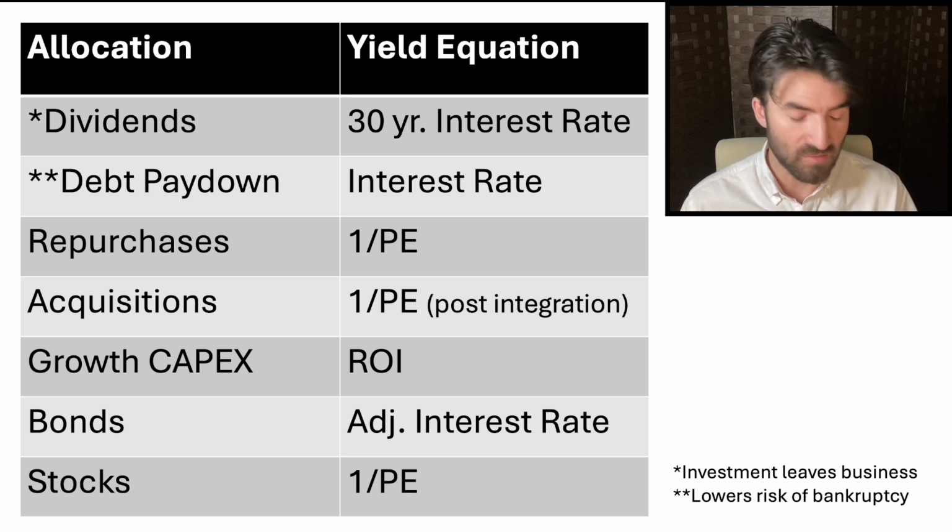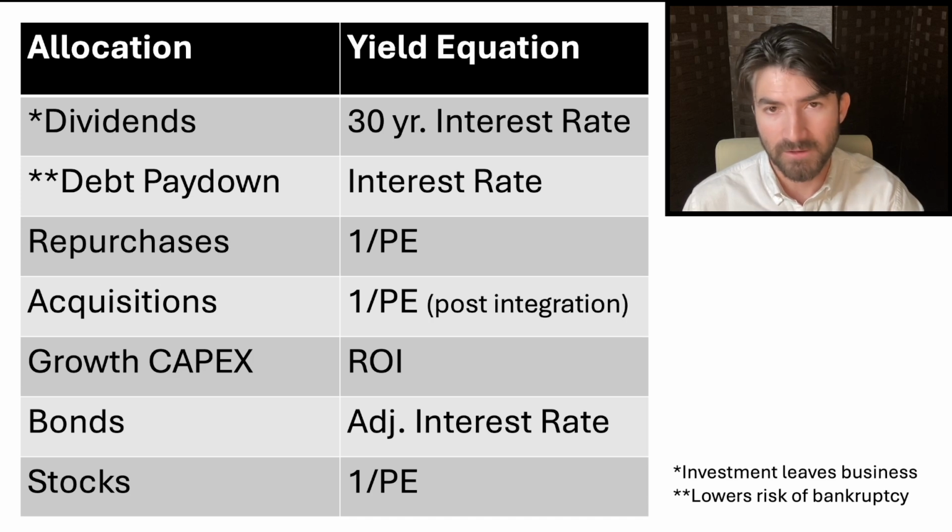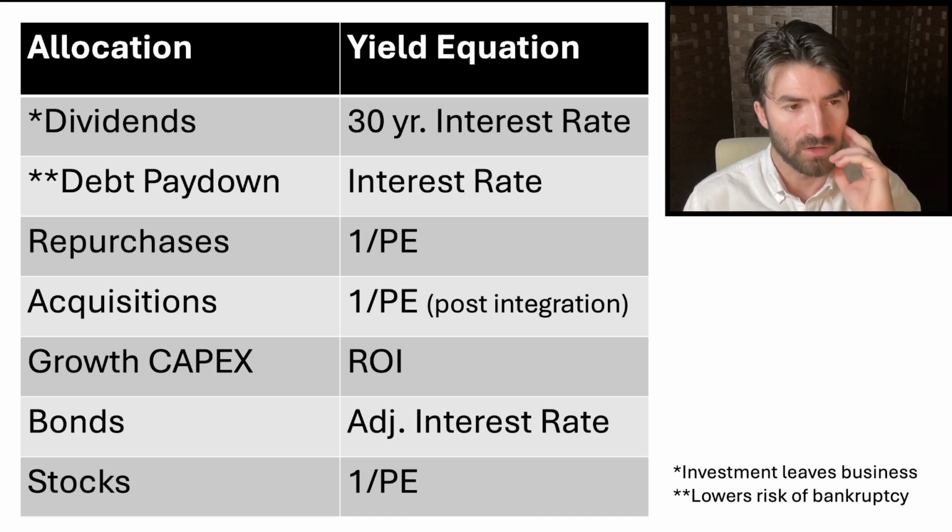Sometimes, even if the yield's lower, you're still going to want to pay down debt. So then repurchases. Repurchases are going to be 1 over the PE. I mean, probably you want to use cash PE, not income PE. But we're just trying to keep it short here.